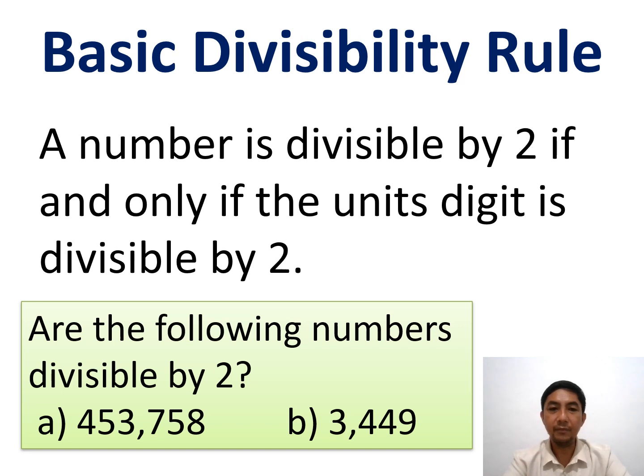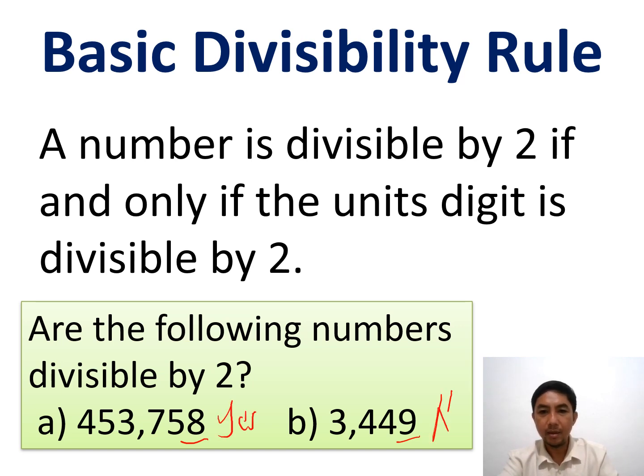Letter A, 453,758. Since this number ends with 8, which is an even number, or 8 is divisible by 2, then the whole number, 453,758, is also divisible by 2. While in letter B, this is 3,449, 9 is not divisible by 2. So therefore, the whole number is not divisible by 2. So here, yes. Here, no.